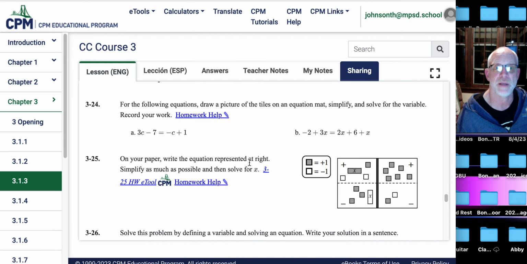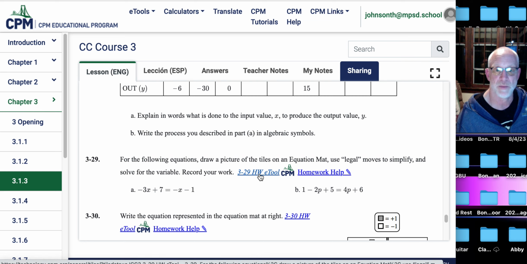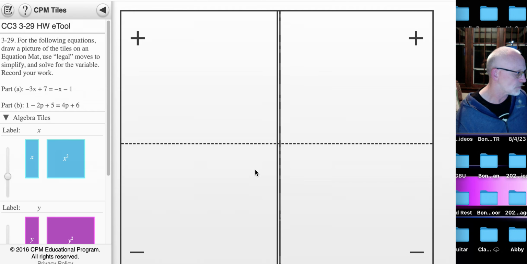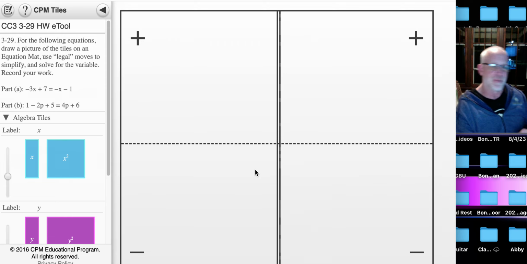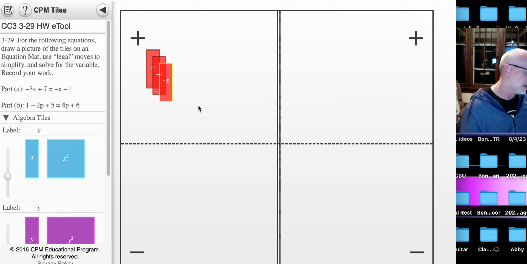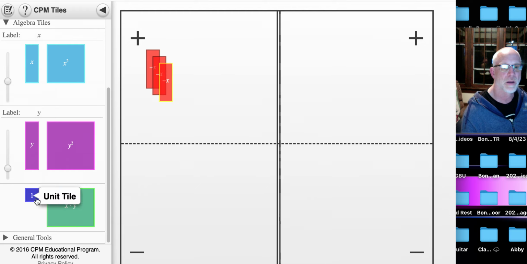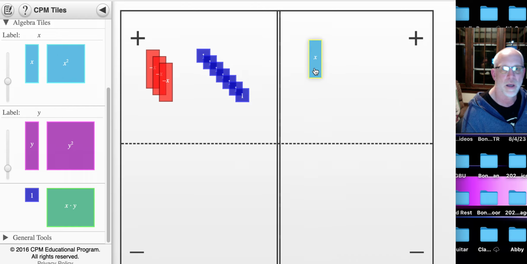All right, then the last one that we had right down here on 229. Solve for this problem. Negative 3x plus 7 equals negative x minus 1. Right here. So I'll just map this out. We got negative 3x's plus 7. 1, 2, 3, 4, 5, 6, 7 equals a negative x. Subtract 1.